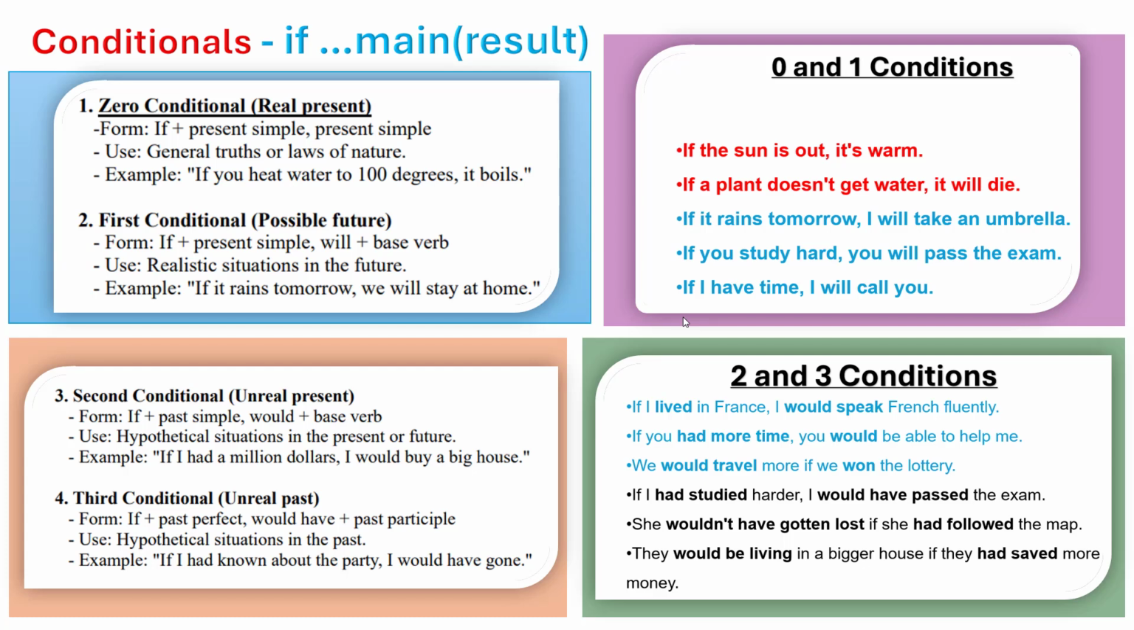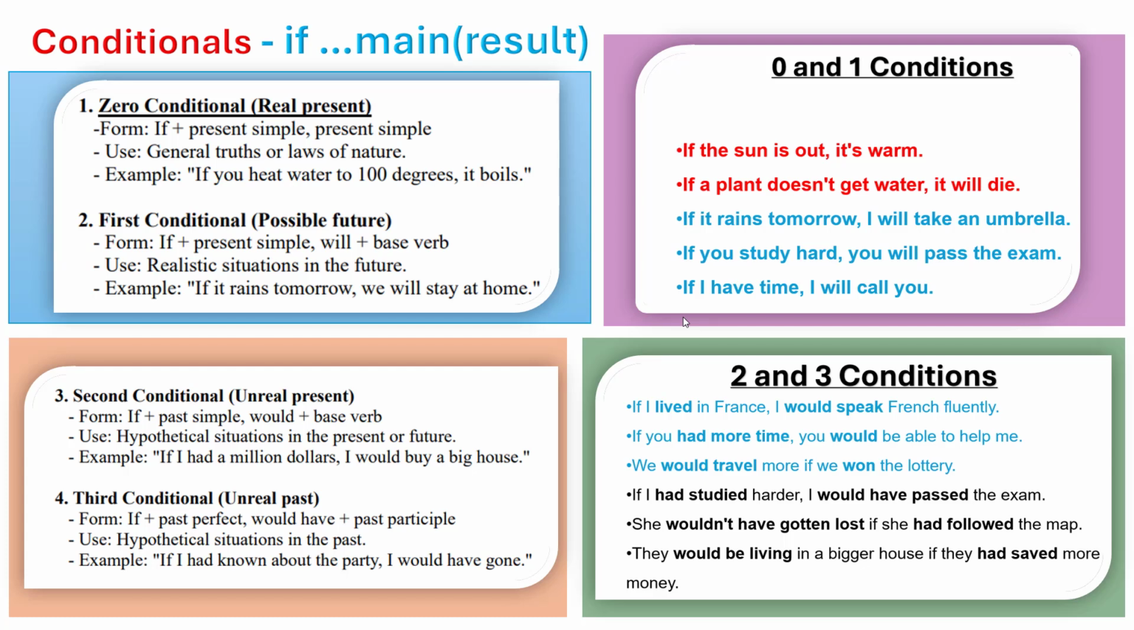For the second and third conditionals, the first examples are about the second conditional, unreal present. If I lived in France, I would speak French fluently. It is something unreal, because I said if I lived there, but it has not happened. I would speak French fluently in the present or in the future. If you had more time, you would be able to help me, but you don't. For the third conditional, unreal past, something really impossible, both parts are in the past.